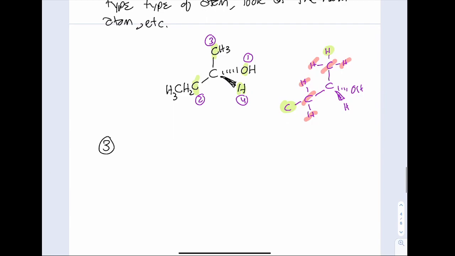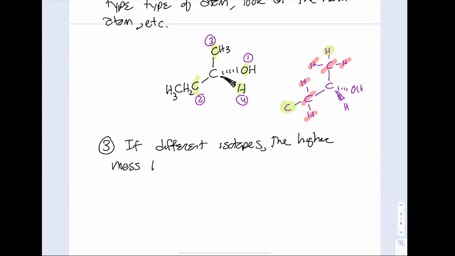Rule number 3: if you have different isotopes of the same atom, so they're going to have the same atomic number, the one that has the higher mass number is going to be higher in priority. So the higher the mass number, the higher the priority.